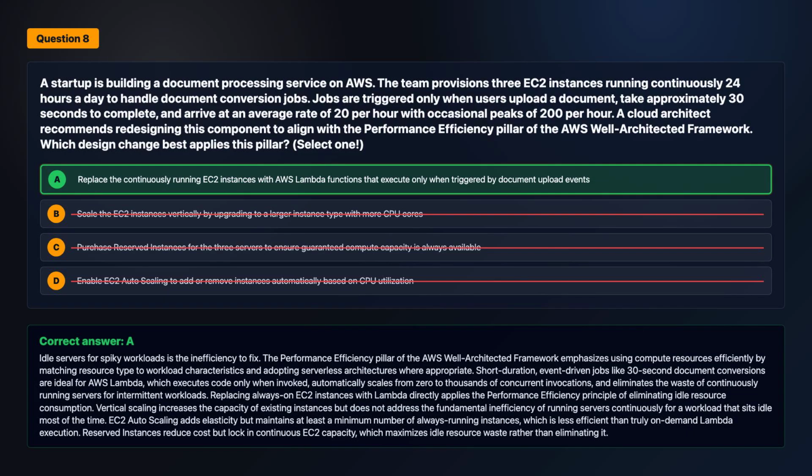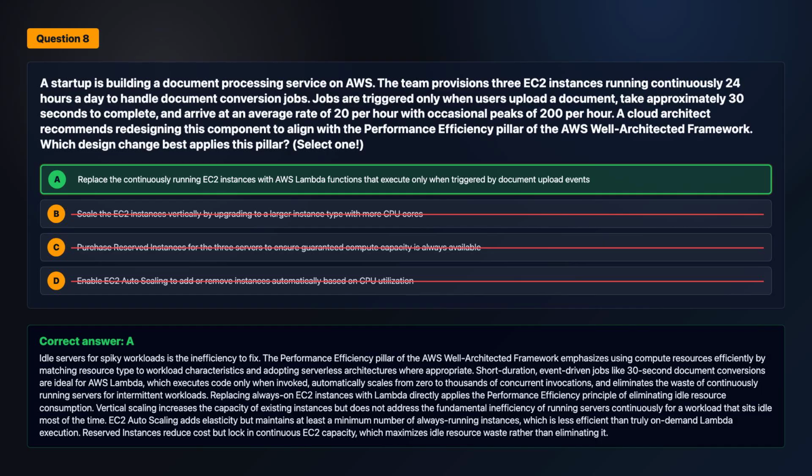The correct answer is option A. Idle servers for spiky workloads is the inefficiency to fix. The performance efficiency pillar of the AWS Well-Architected Framework emphasizes using compute resources efficiently by matching resource type to workload characteristics and adopting serverless architectures where appropriate. Short duration, event-driven jobs like 30-second document conversions are ideal for AWS Lambda, which executes code only when invoked, automatically scales from 0 to thousands of concurrent invocations, and eliminates the waste of continuously running servers for intermittent workloads. Replacing always-on EC2 instances with Lambda directly applies the performance efficiency principle of eliminating idle resource consumption.